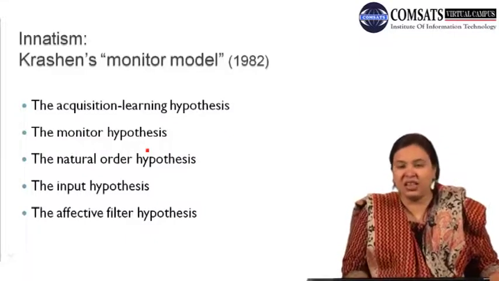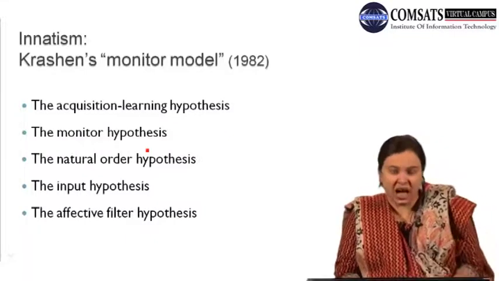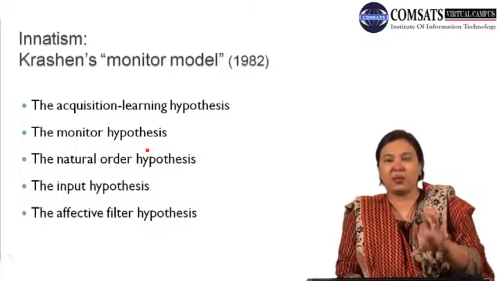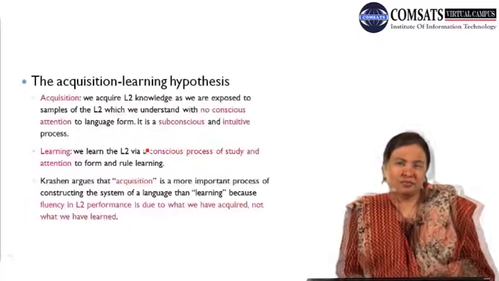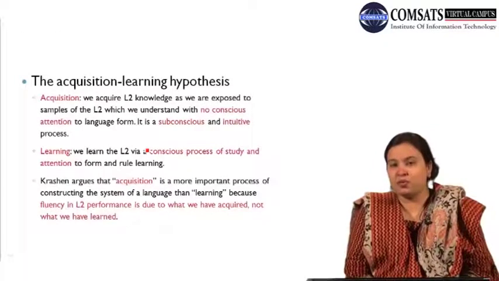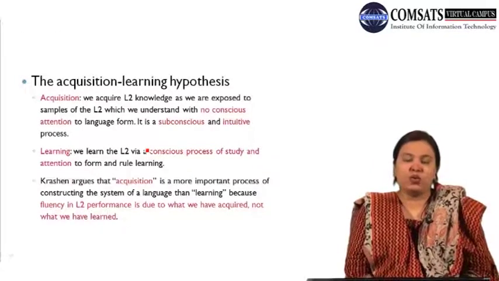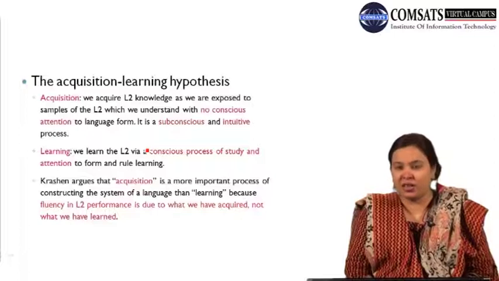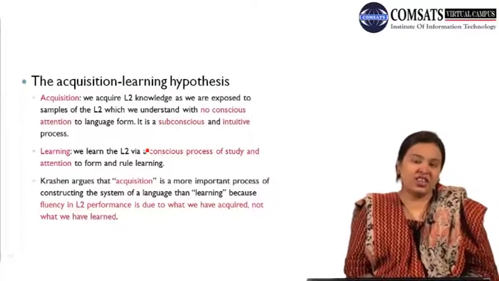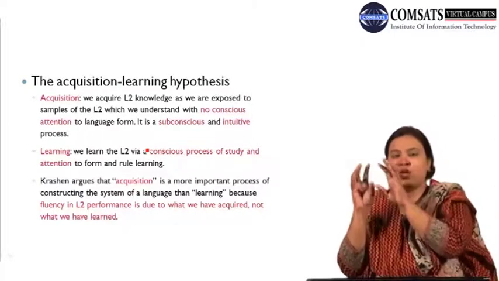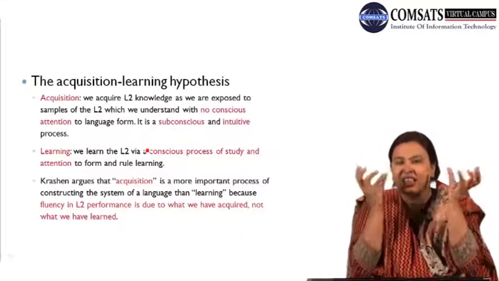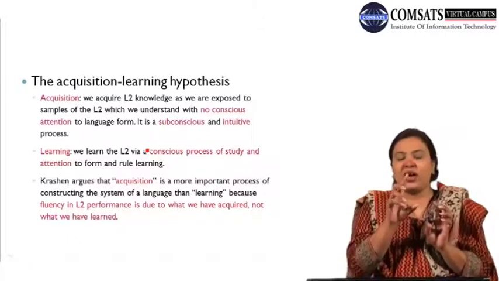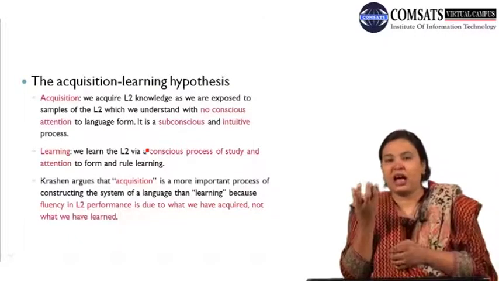But let's see what all these stages are, how these hypotheses individually work, and what they say. The first hypothesis in Krashen's monitor model is the acquisition-learning hypothesis. According to Krashen, there are two things: acquisition and learning, and both happen simultaneously while acquiring a second language.